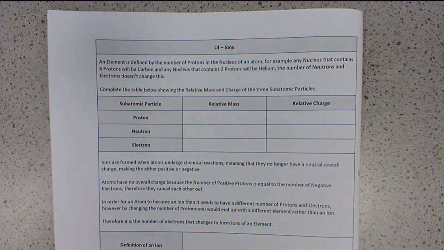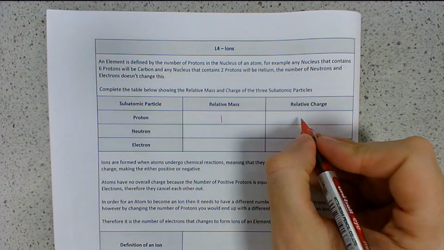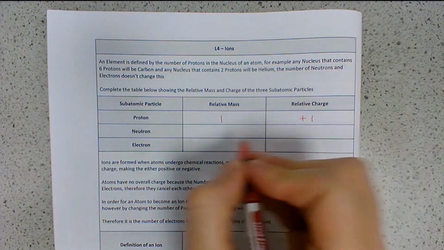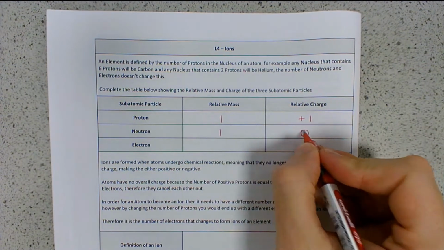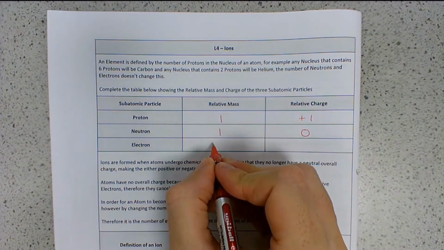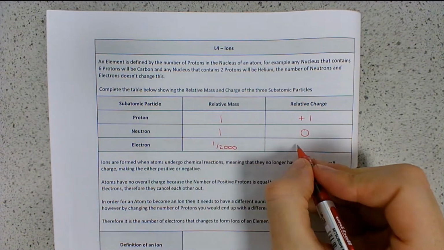So what we should have had is our proton having a relative mass of 1 and a relative charge of +1, our neutron having a relative mass of 1 and a relative charge of 0, and our electron having a relative mass of 1 over 2000 and a relative charge of -1.